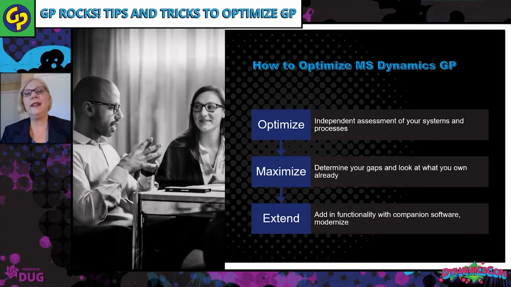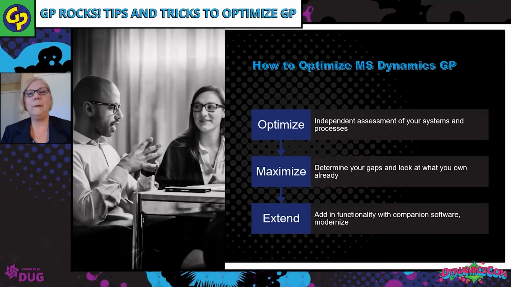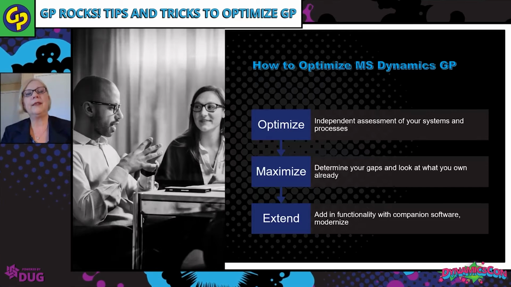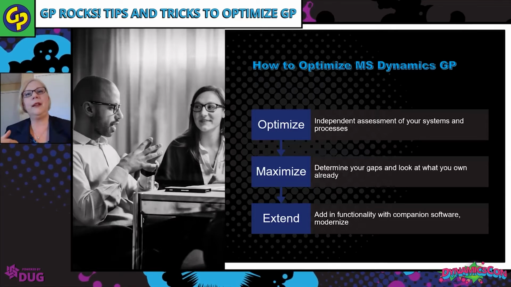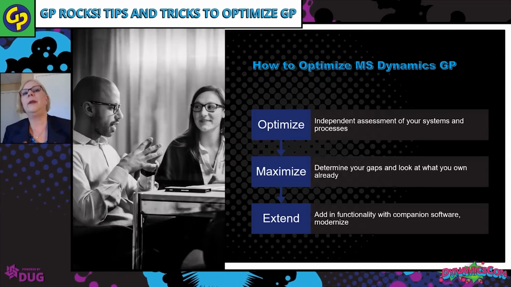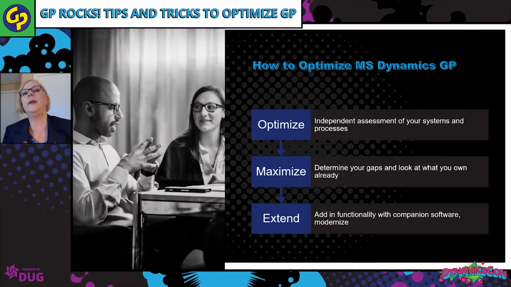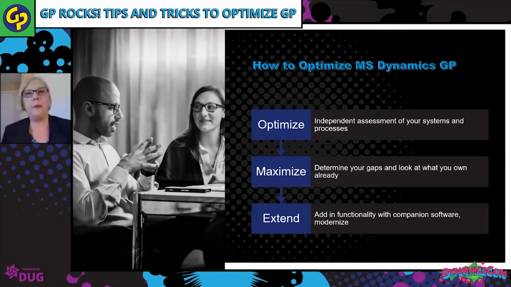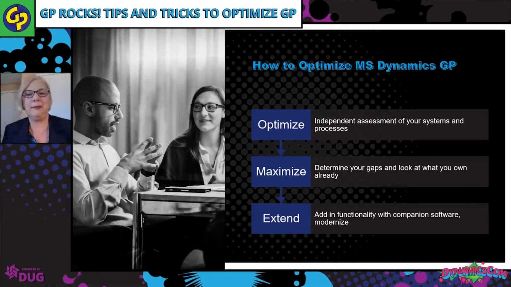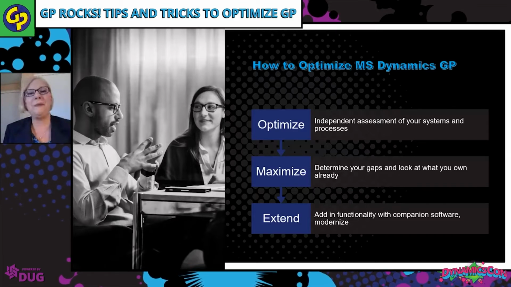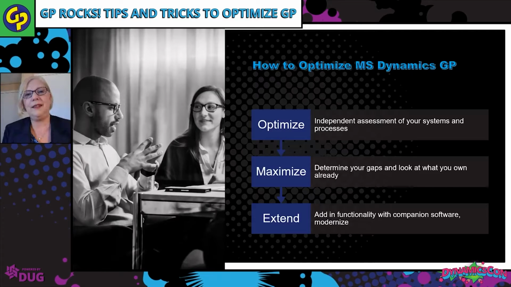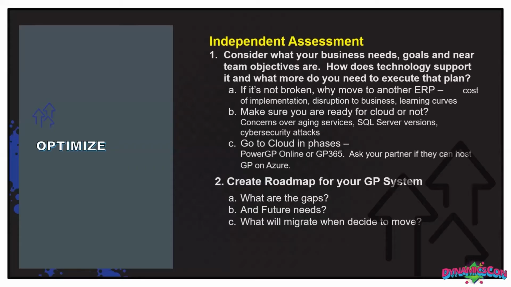Maybe you just need to add in a third party, or maybe add in some reporting and some companion software, and that will make the difference. That'll make all the difference in you being able to function even better and modernize your system. So think about optimizing, maximizing, and extending GP. So optimize, independent assessment.